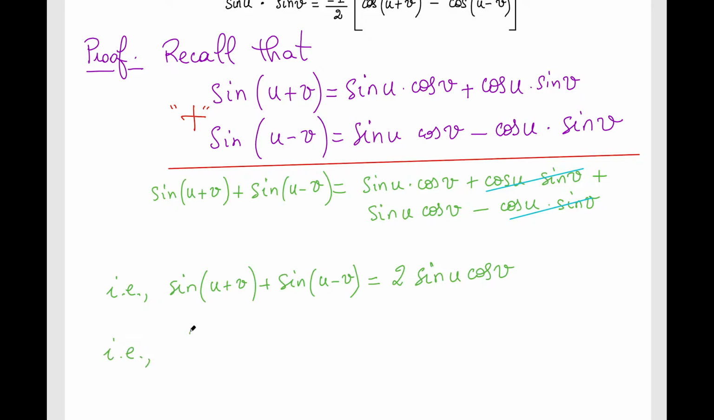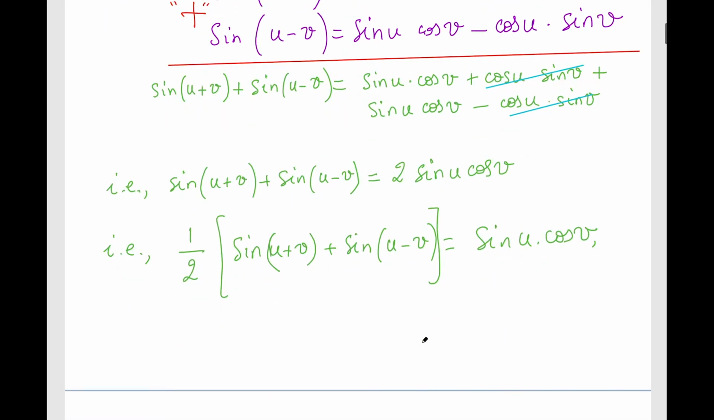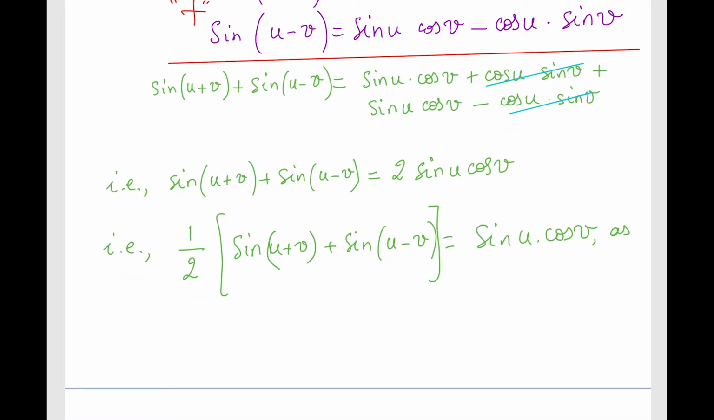If you divide both sides by 2, we get half of this left side, sine of u plus v plus sine of u minus v, is equal to sine of u times cosine of v. Correct? So we divide both sides by 2. This is what we get, and this is what we want. All right, so let me just put a period here.